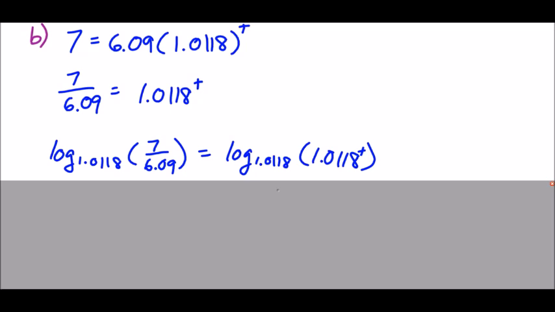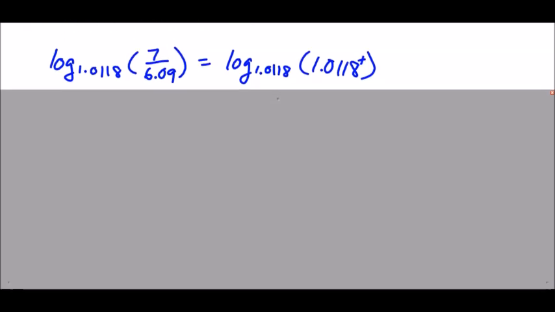Also, I decided to leave the 7 divided by 6.09 as a fraction because it's a messy decimal. And typically, you don't want to round along the way with your question. You only want to round at the end. So I'm leaving it as this.